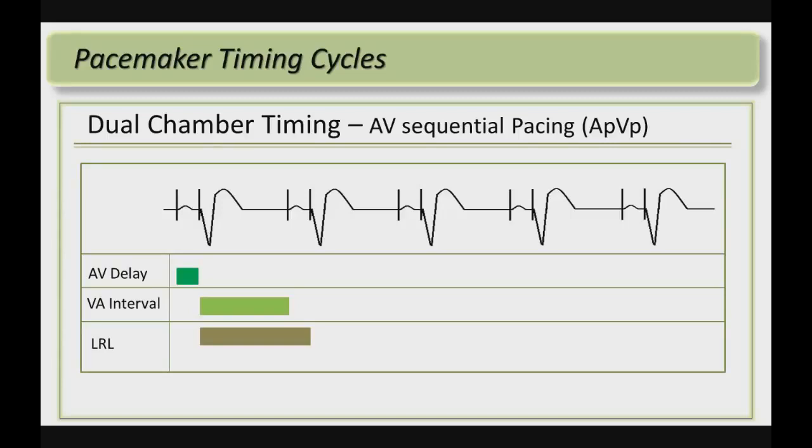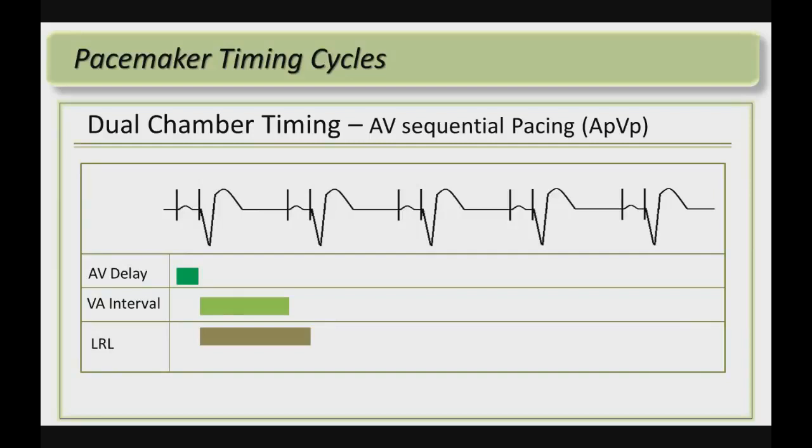Now, devices can be either ventricular-based timing or atrial-based timing. With ventricular-based timing, we're starting a clock with the ventricular pace, telling us when we need to pace in the ventricle again. If the device were atrial-based timing, that clock would start with the atrium, telling us when we need to pace in the atrium again.